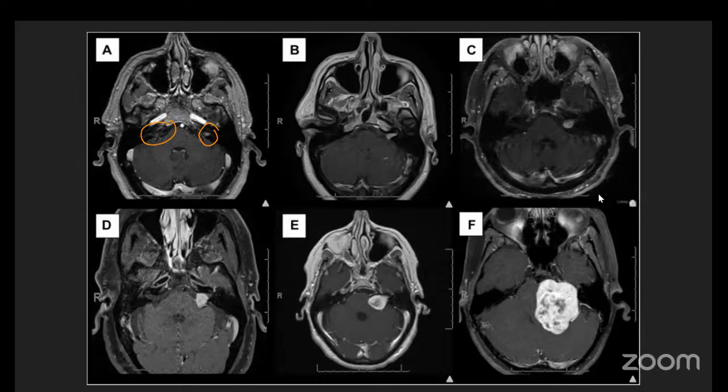Apart from that, if you look at image B, you can see that this has come out of the meatus and it is in the cisternal region. This region here is the CP angle cistern. My marking might be slightly off. So the hypointense region here, this is the CP angle cistern, marking the presence of CSF. This is the cisternal component. If you look at image C, you can see that it has reached the brain stem. This is the brain stem, and then it has almost reached.